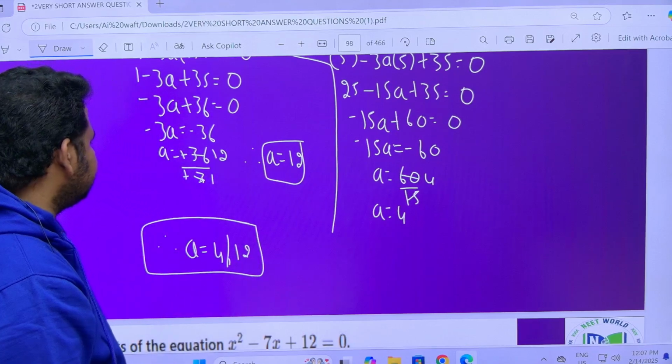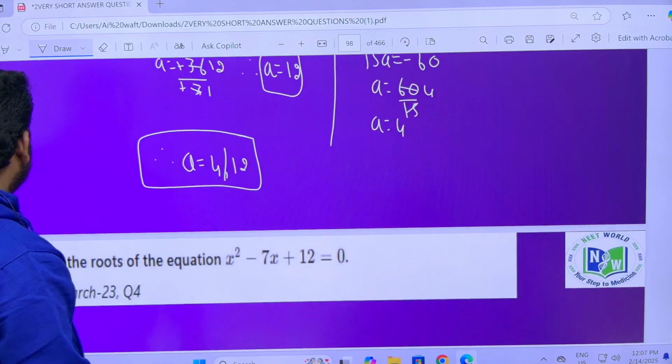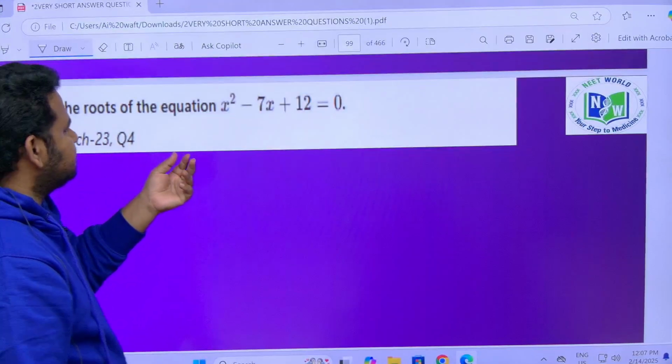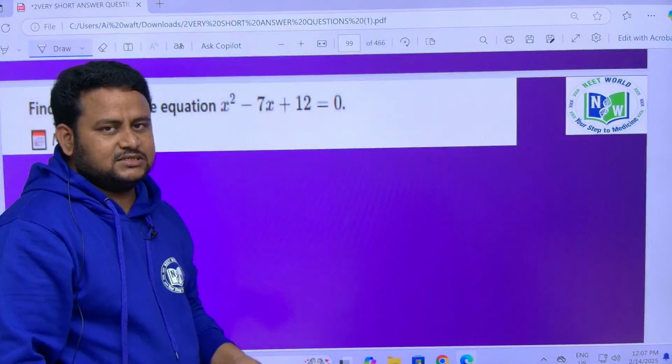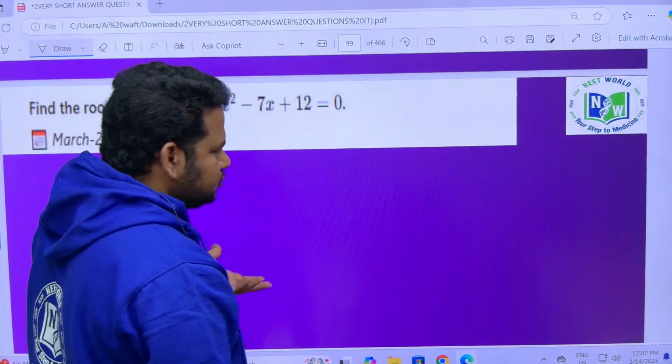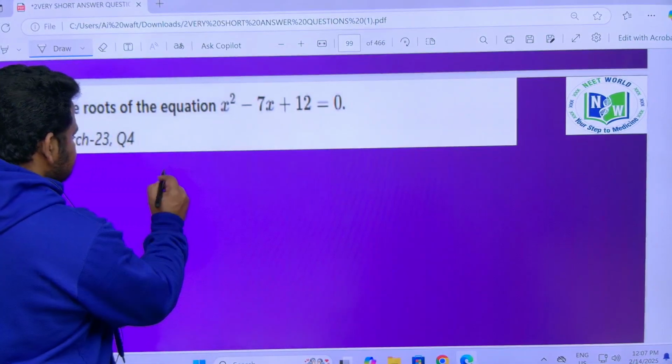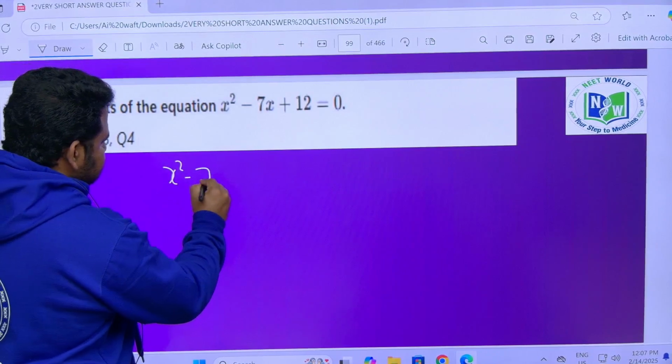This is how you solve the first question. Now I hope you understood this question. Let's move to the second question. See, find the roots of the equation x square minus 7x plus 12 is equal to 0. This was asked in March 2023. This is a very simple question. Such kind of questions are asked even at your school level. You shouldn't make mistakes in such questions.